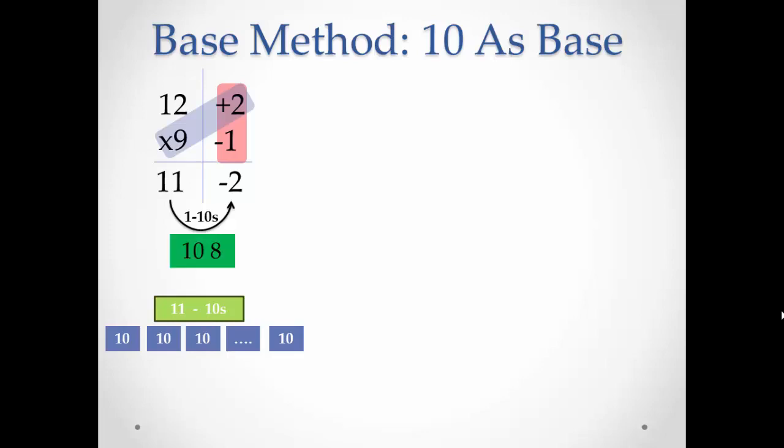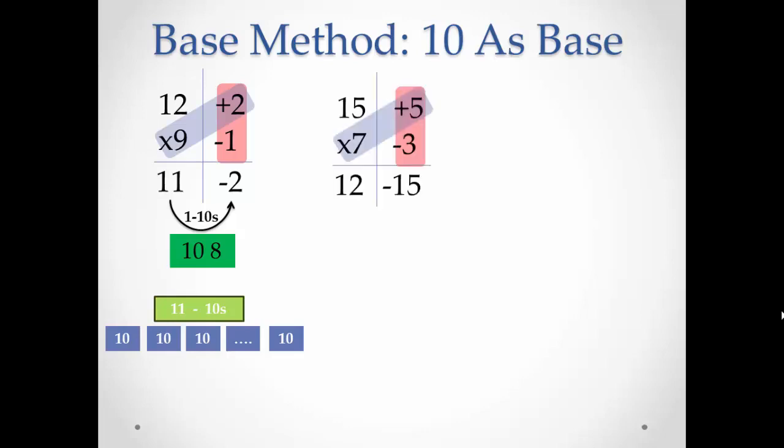I hope that you are understanding this concept. I have removed 1 ten of these 11 tens, and I am left with 10 tens, and the 10 that I have removed, I will be subtracting it with the minus 2. That is 10 minus 2 is 8. So our answer is 108.